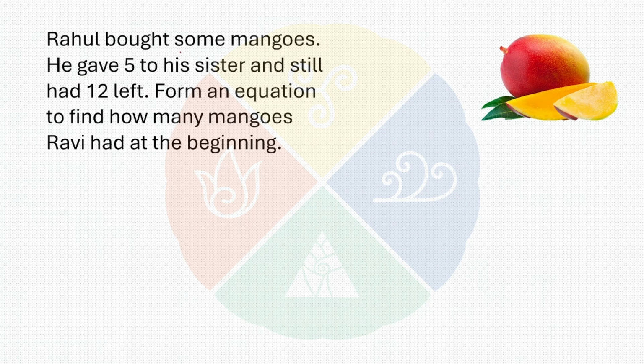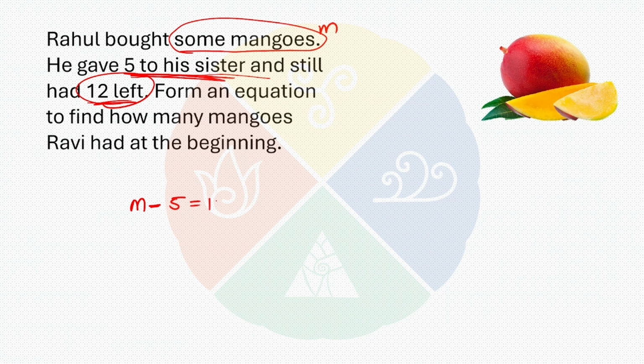Rahul bought some mangoes. We don't know how many mangoes he bought. They didn't say that. He gave 5 to his sister and still has 12. Form an equation to find how many mangoes he had in the beginning. Let's say that Rahul had m mangoes in the beginning. You can take any variable. You can take x, y, z. I'm simply going to call it m. So Rahul had m mangoes. He gave 5 to his sister. That means he lost 5 mangoes. But still he has 12.